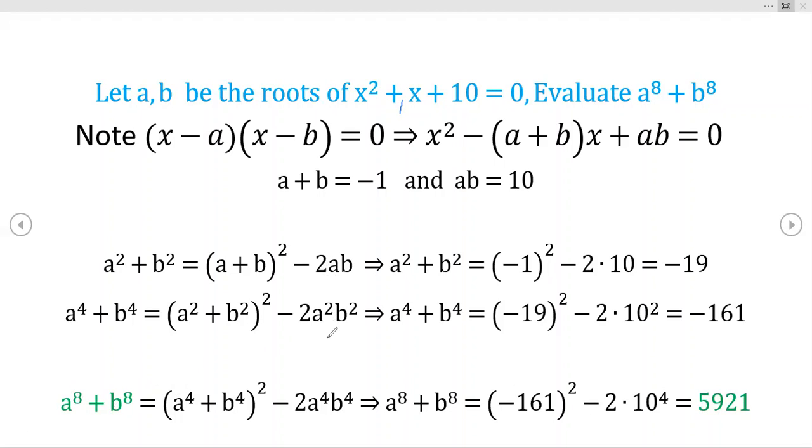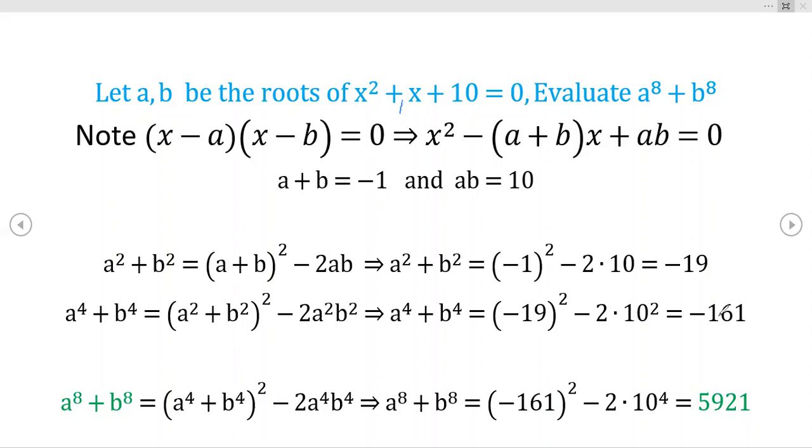But this ends up being recursive. Notice that we need a squared plus b squared right here when we're doing a to the 4th plus b to the 4th. Just like we needed a plus b here, we need the output of this expression up here, down here. And we know that that's minus 19, so it's recursive in that sense. And when you do the arithmetic right here, you get minus 161. And again, had we asked the question, what is a to the 4th plus b to the 4th, the answer would be minus 161. Now that's kind of weird, isn't it?